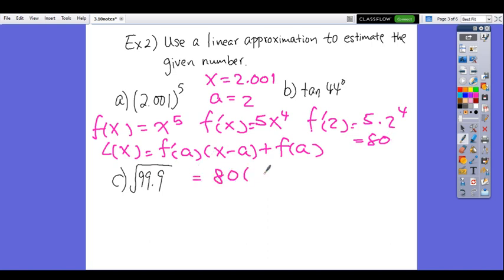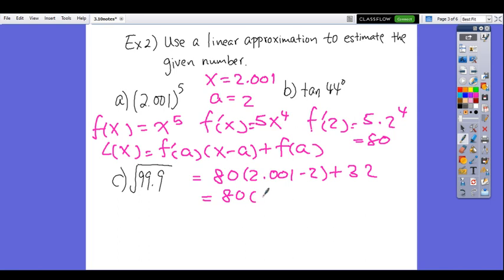So start with that, 80, times the quantity x minus a, so 2.001 minus 2, plus f of a. f of a is 2 to the power 5, which is 32.